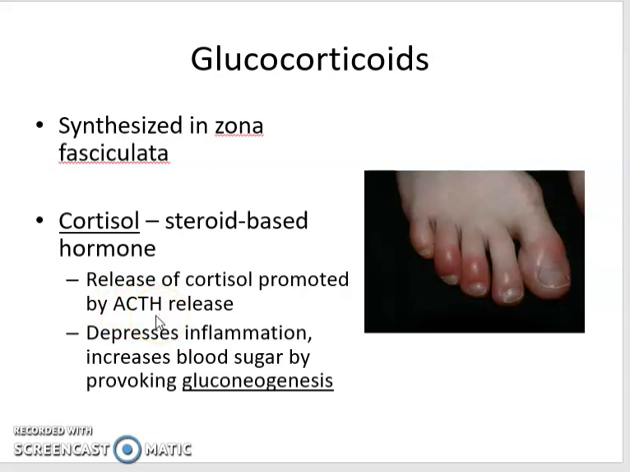Okay, and I also made a video of that too. ACTH, and therefore the release of cortisol, works to suppress immune responses. Okay, so the reason I have a picture of toes here, right?